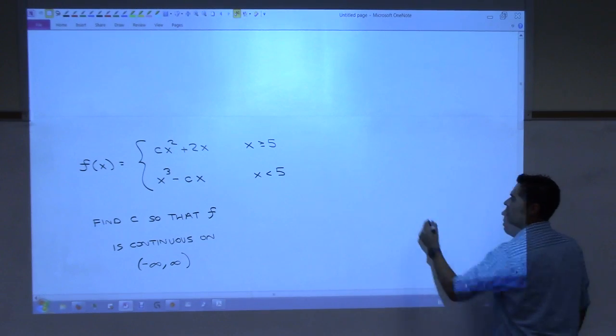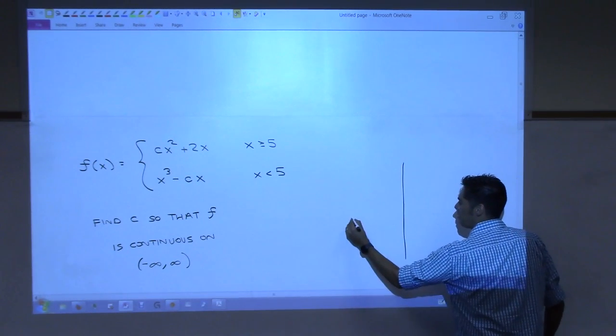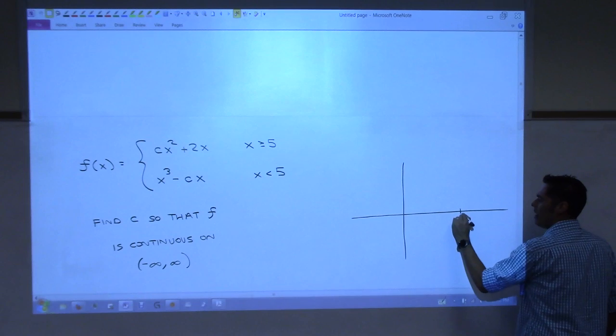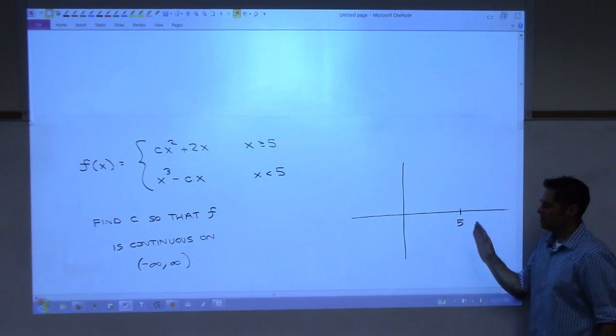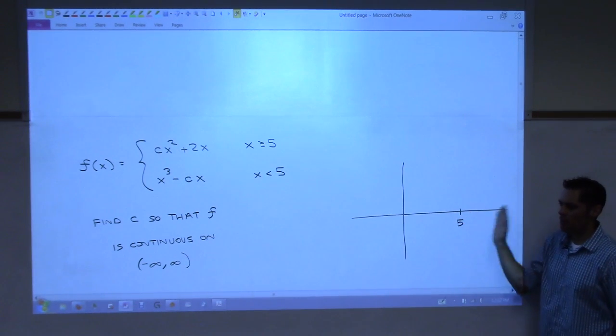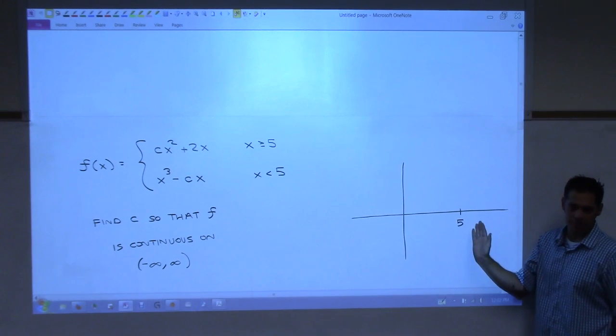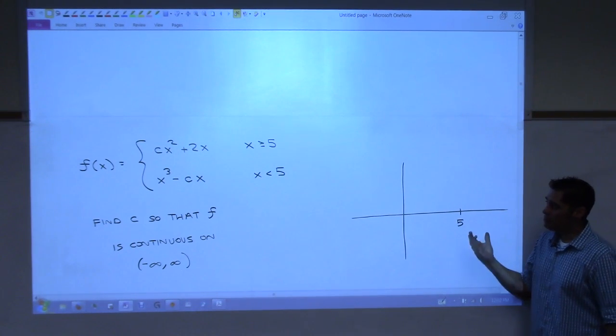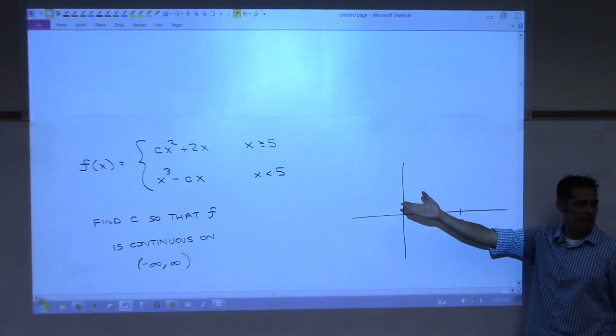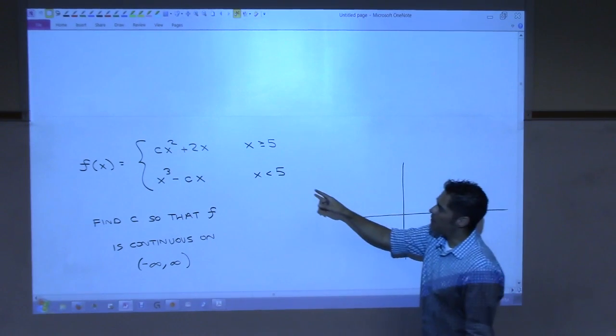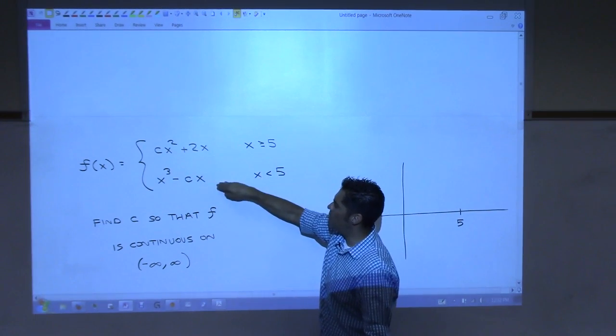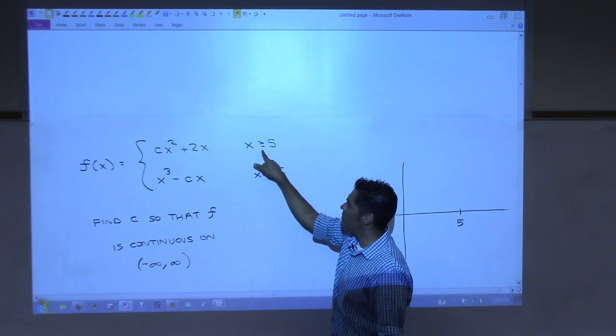graphically first. All right, this is a piecewise function. I have something happening at 5, don't I? To the left of 5, I have something. To the right of 5, I have something. And at 5, I have something. Now, in the last problem, I just plugged in the number and we got an answer, didn't we? If I plug in 5, am I going to be in the top part or the bottom part? Top part, right? Because this is greater than or equal to 5.